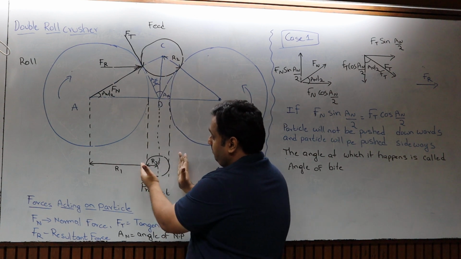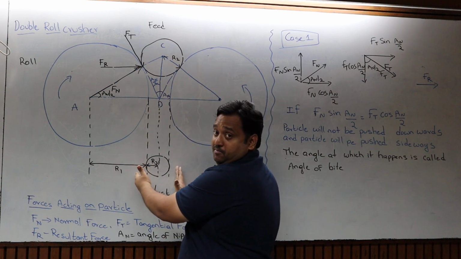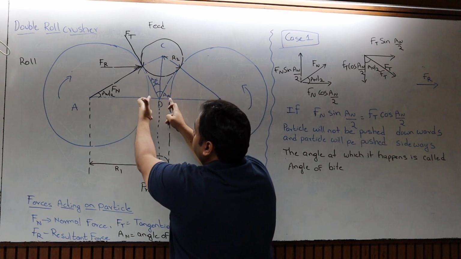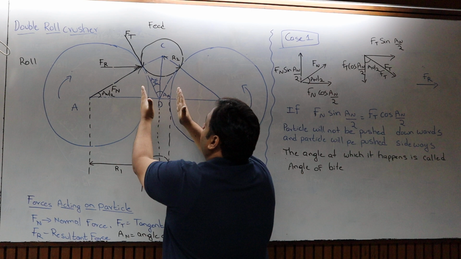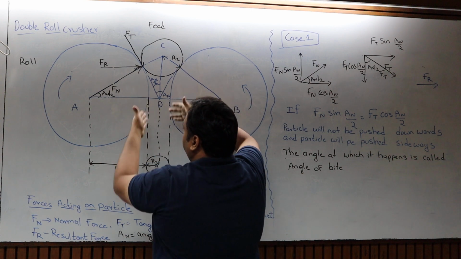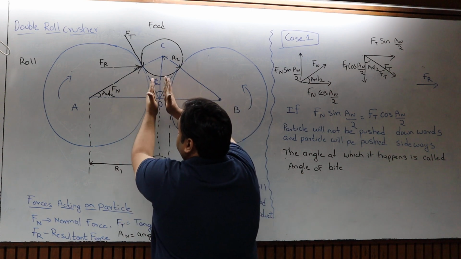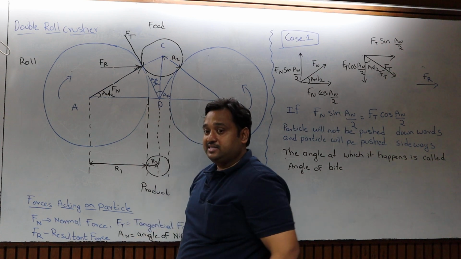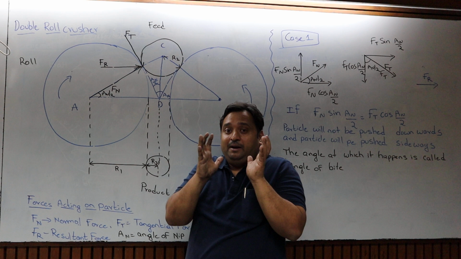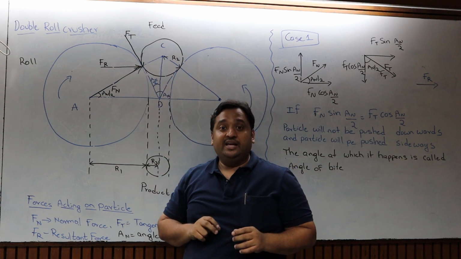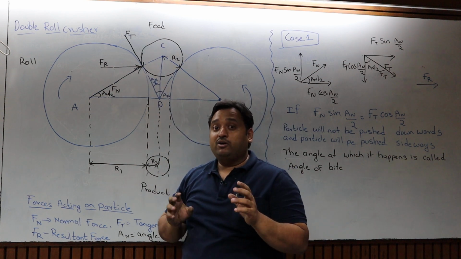The maximum size of the product that can come out from this crusher is decided by the distance between the rolls. The greater the distance, the bigger the particle size; the lesser the distance, the smaller the particle size. And what feed particle we put here is not in our hands.